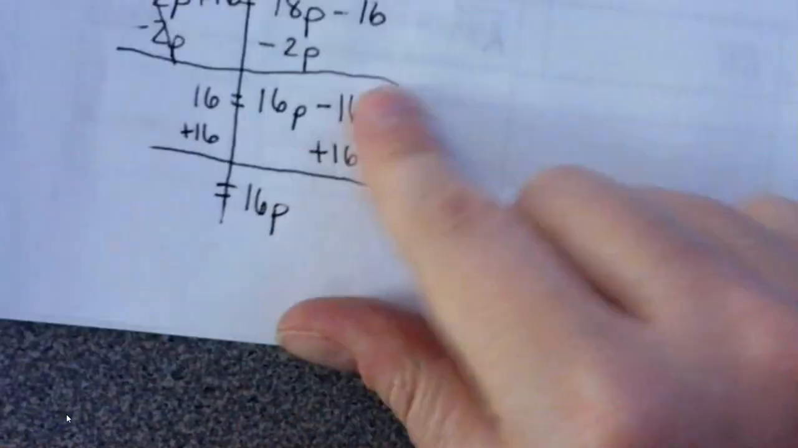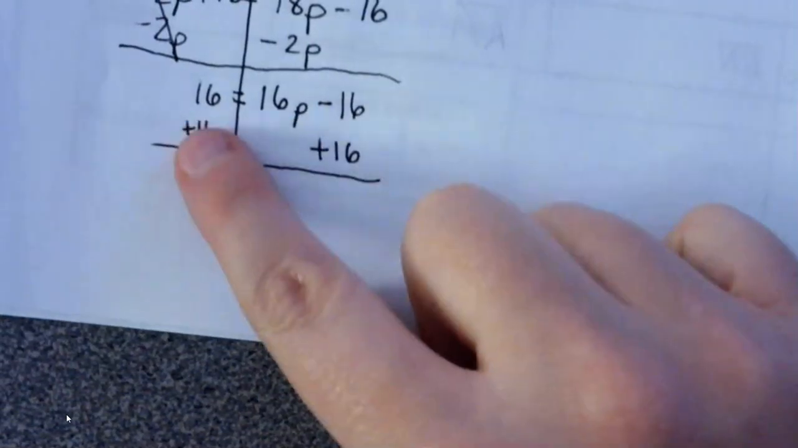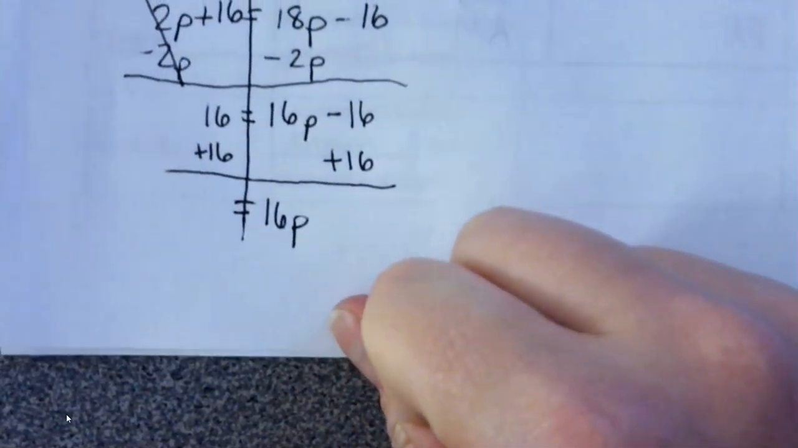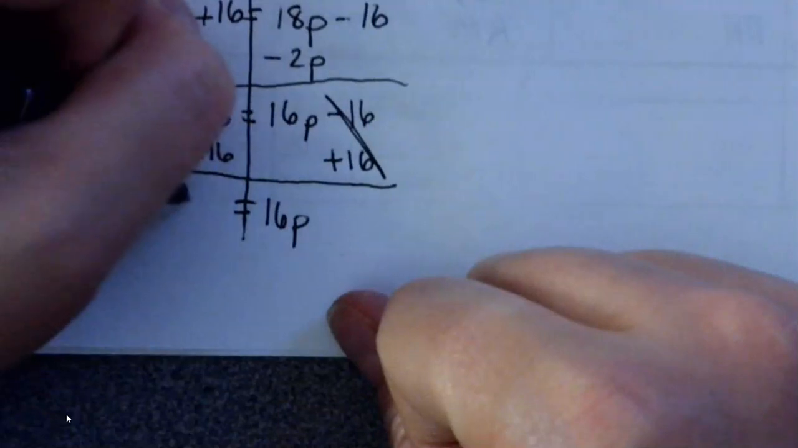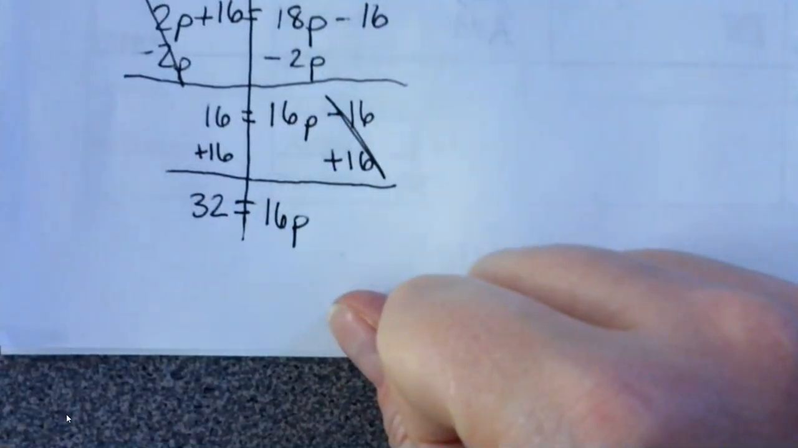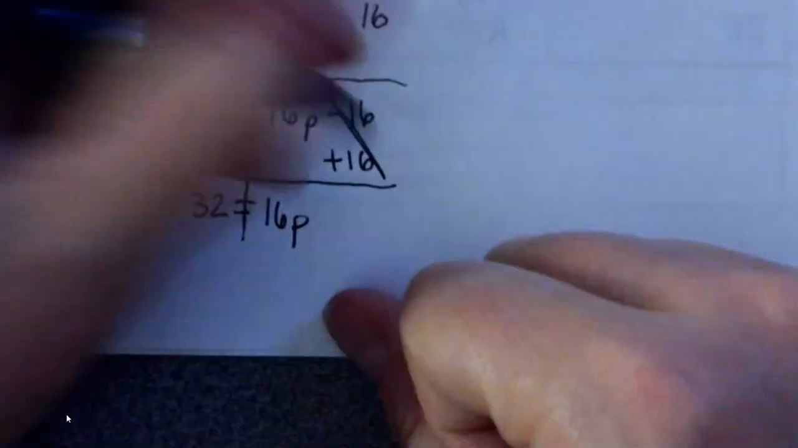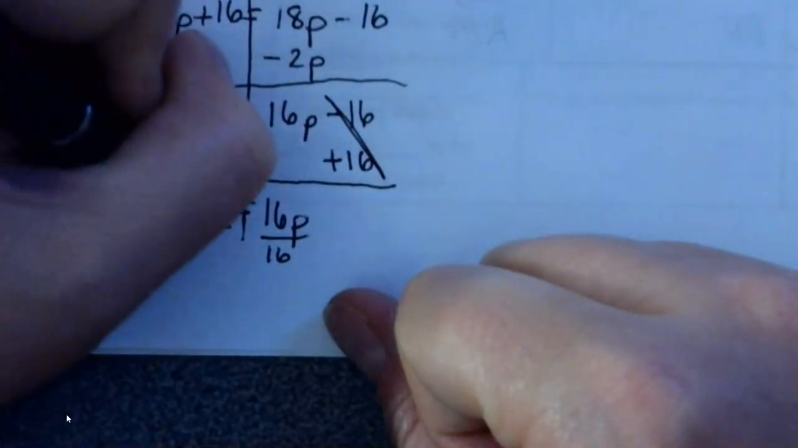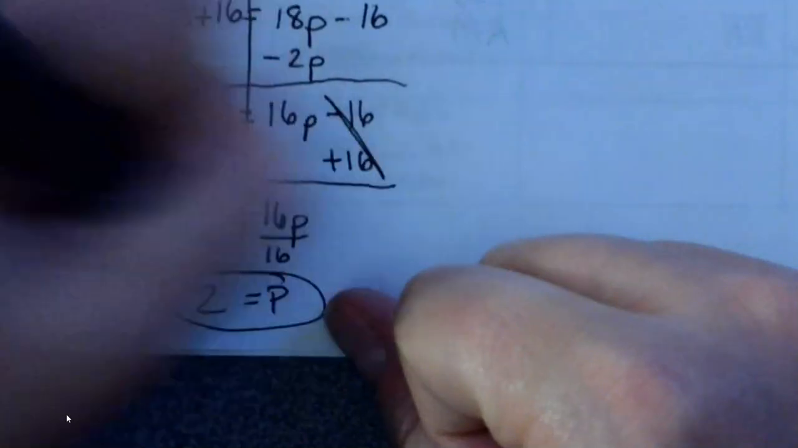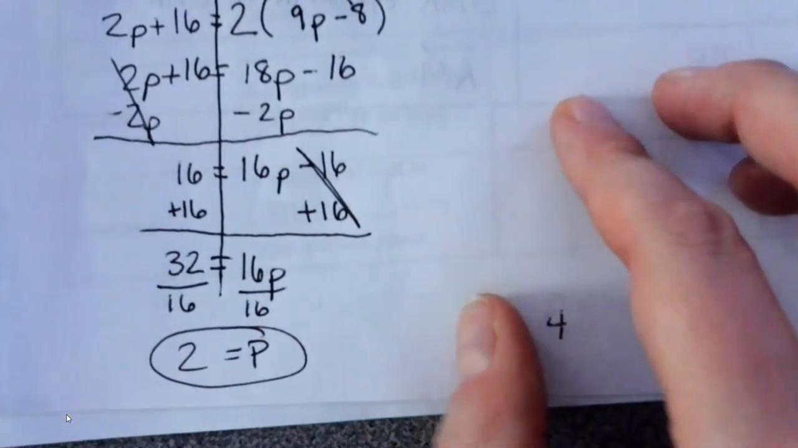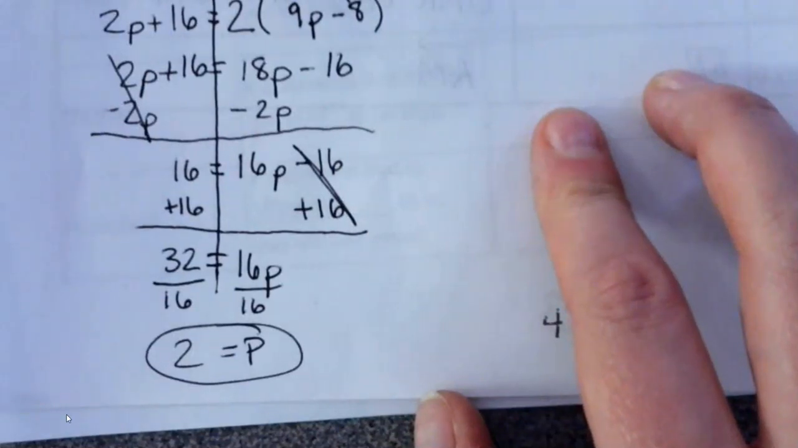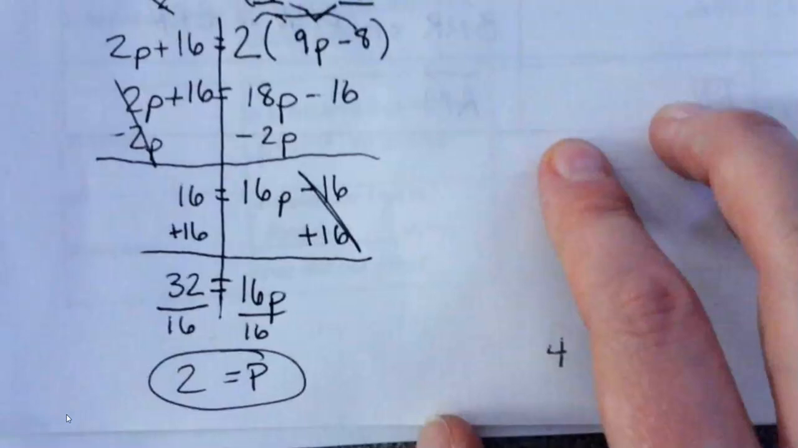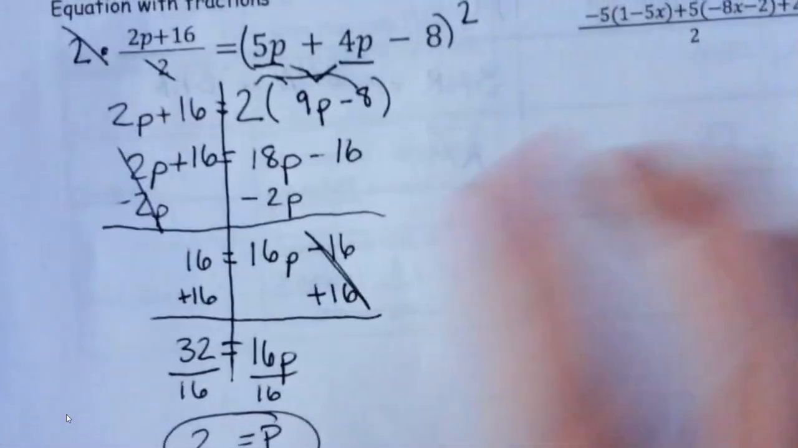So why are we doing this? All right, the p's are over here, so I got to get all these numbers away from the p's. So we're going to add 16 on both sides. Now it's gone. So now I just have 16p on this side. On this side, I've got 32 now. All right, and then I'm going to divide by 16. Divide by 16, p is going to be 2 over here. Okay, so we went fairly quickly on that one. The answer is p equals 2.